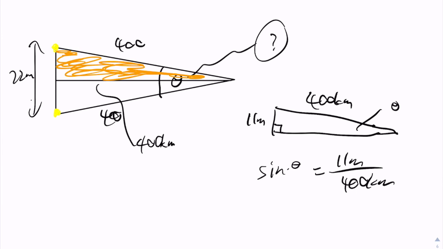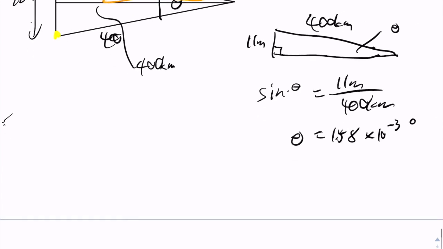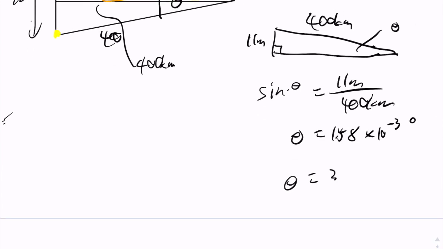So let's do this then. 11 over 400 kilometers, and then sine inverse that. And we're going to have 1.57, 1.58. Now this is actually in degrees, times 10 to the negative 3. We're using trigonometry, so this is now in degrees. So we need to double this angle. So multiply that by 2. So the angle is 3.15 times 10 to the negative 3 degrees.